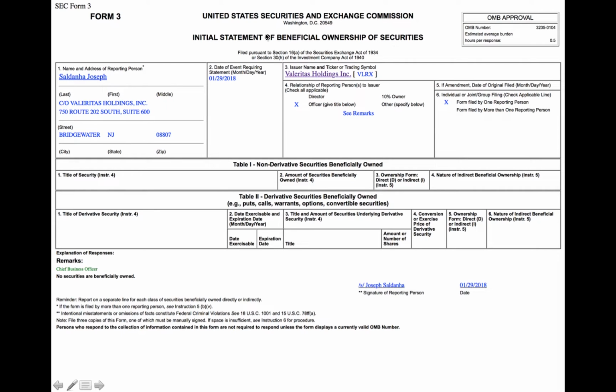So in this case, the Form 3 is from Saldenha Joseph, all right? This is where he's from, all right? So in this case, Veritas Holdings, so it's an insider, I think, as the address is basically from the company, VLRX being Veritas Holdings. You've got the address and so on, all right? And that's basically to file the filing, explaining basically who he is, all right?